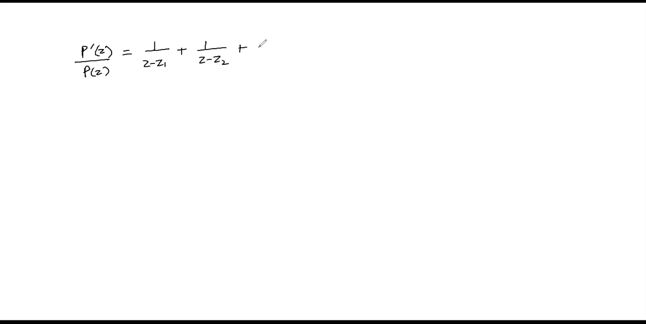Now this is a very important expression, which is basically Lagrange's interpolation of P dash z in terms of zeros of P(z). But nevertheless, I can also write it as P dash z is equal to P of z divided by (z minus z1) plus P of z divided by (z minus z2) plus so on and so forth, P of z divided by (z minus zn).